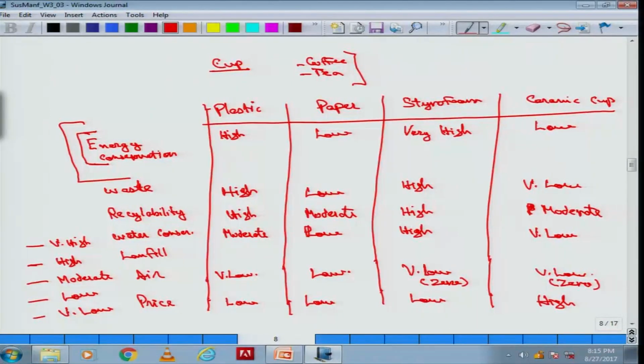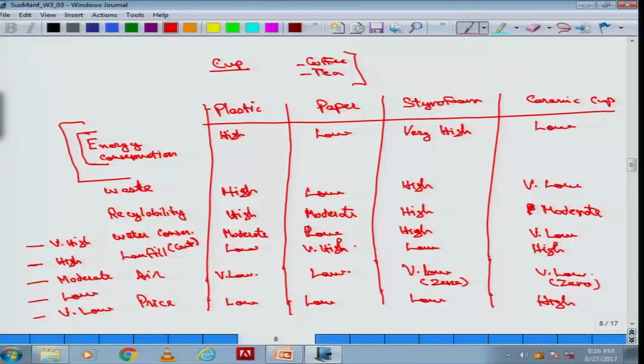So when I talk about landfill, contribution to landfill, what is the positive impact? The impact is low in the case of plastic and low in the case of styrofoam, and ceramic turns into sand itself. The paper actually contributes to methane gas, so it is very high.